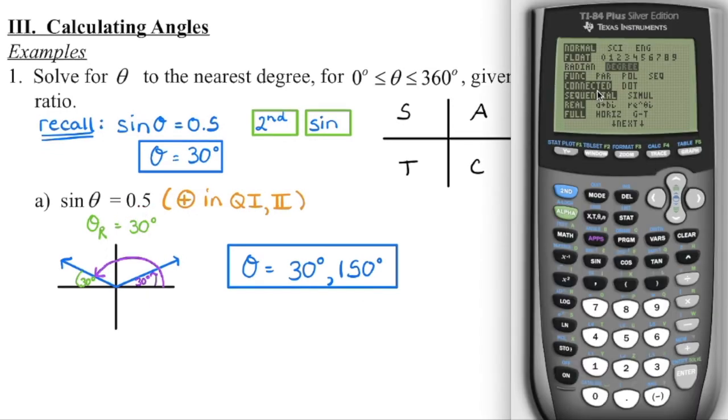On the calculator, make sure that we are in degree mode, and then we can even see if we were to take the sine of 30 degrees, we get that 1/2 ratio. If we were to take the sine of 150 degrees, we also get that ratio of 0.5. Let's try another one here.